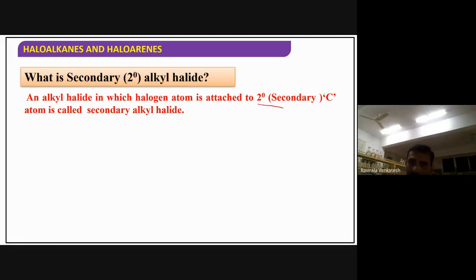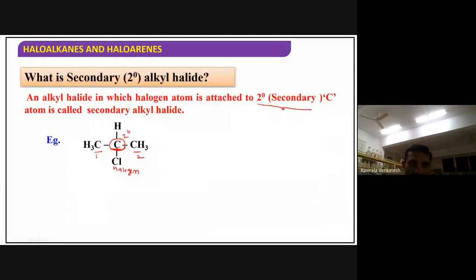Now, what is the meaning of secondary carbon? A carbon bonded to two carbons. That is called what? Secondary. Observe here what happened. This is the halogen, so this one is the halogen bonded carbon. Now, bonded to how many carbons? 1 and 2. Therefore, it is called a secondary alkyl halide.